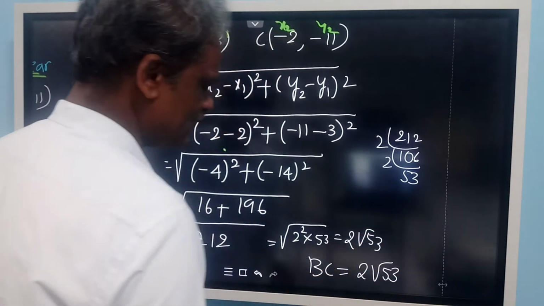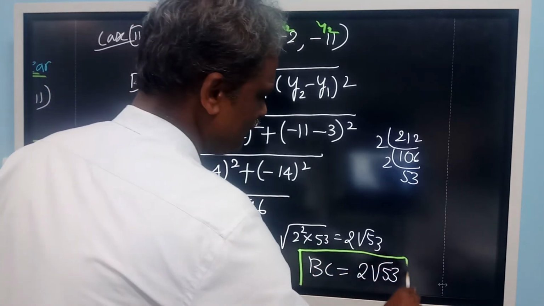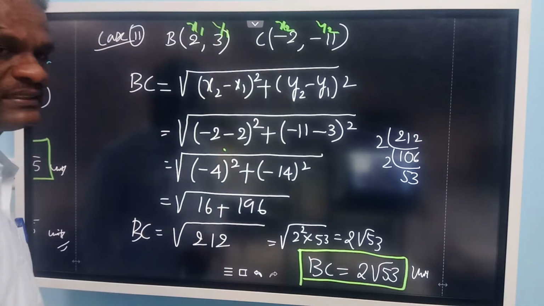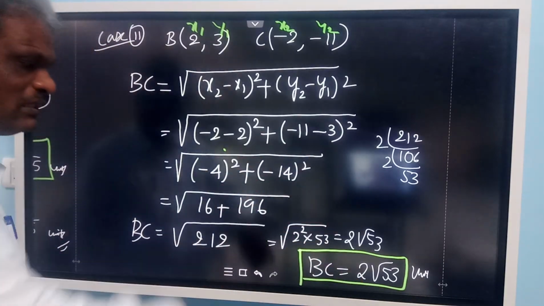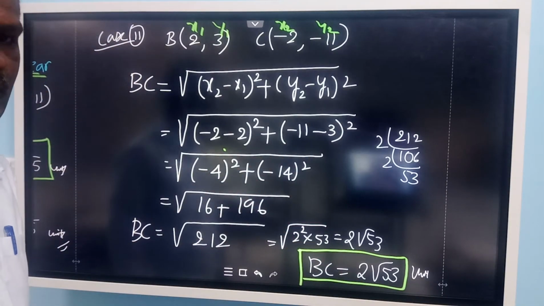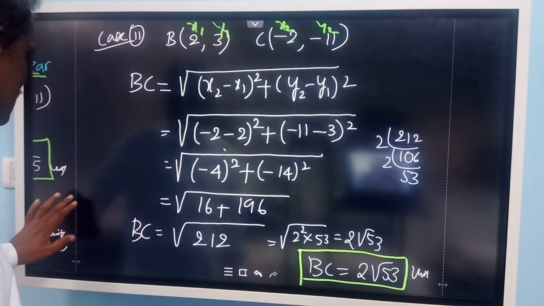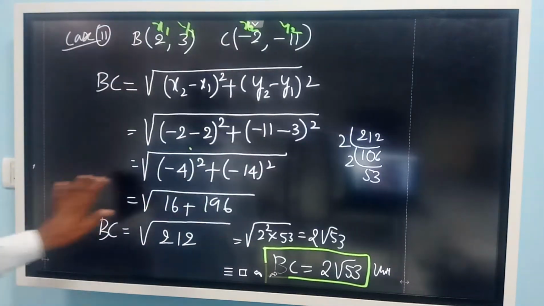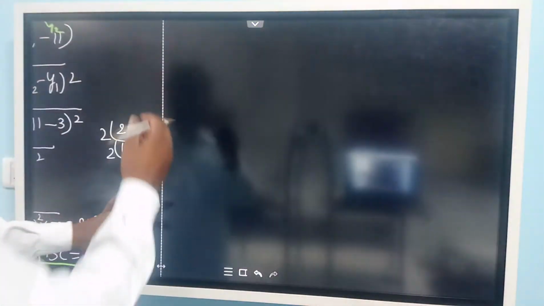Always write like this, in the standard form, and write the units. Always when you get answers like this, keep them in the standard form. Take the square numbers outside the root, always. So then, after this, let's go to AC now. A is (1, 5).